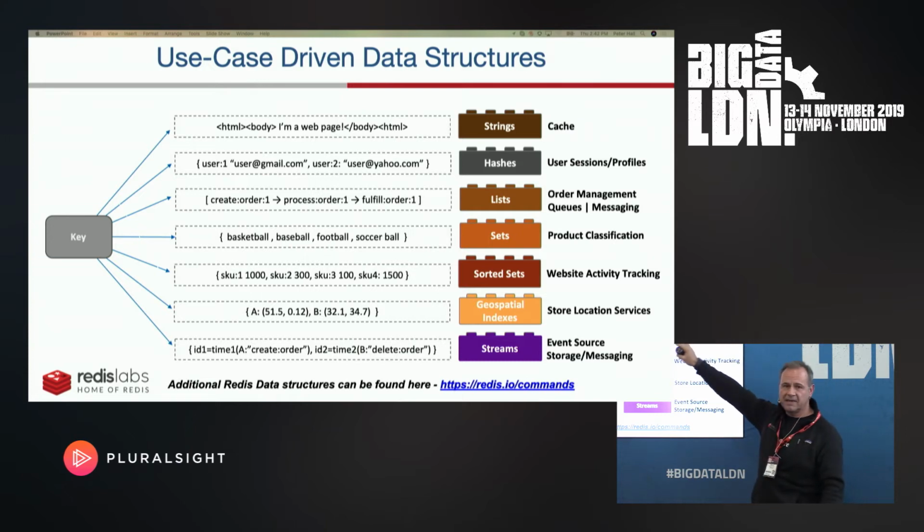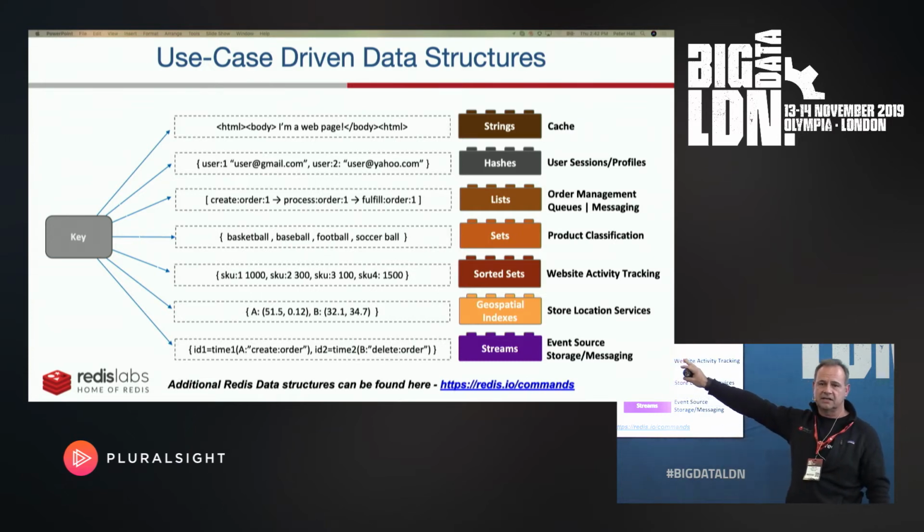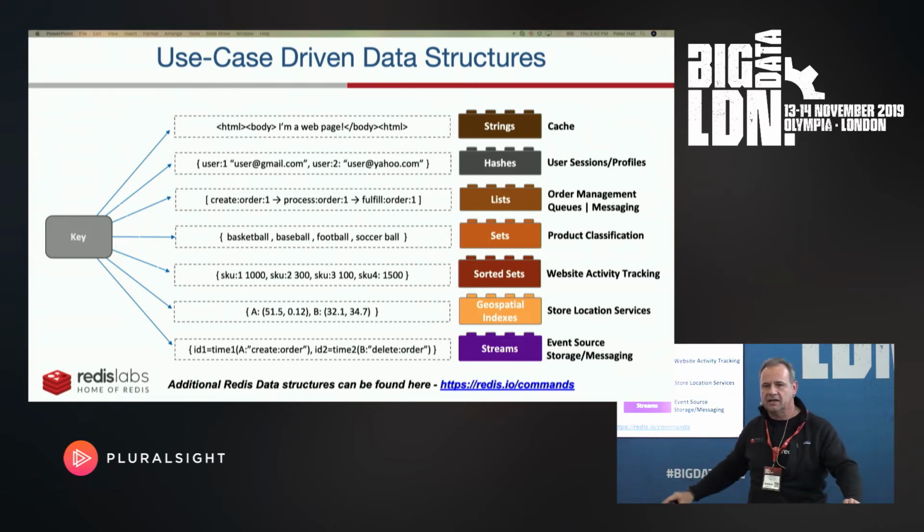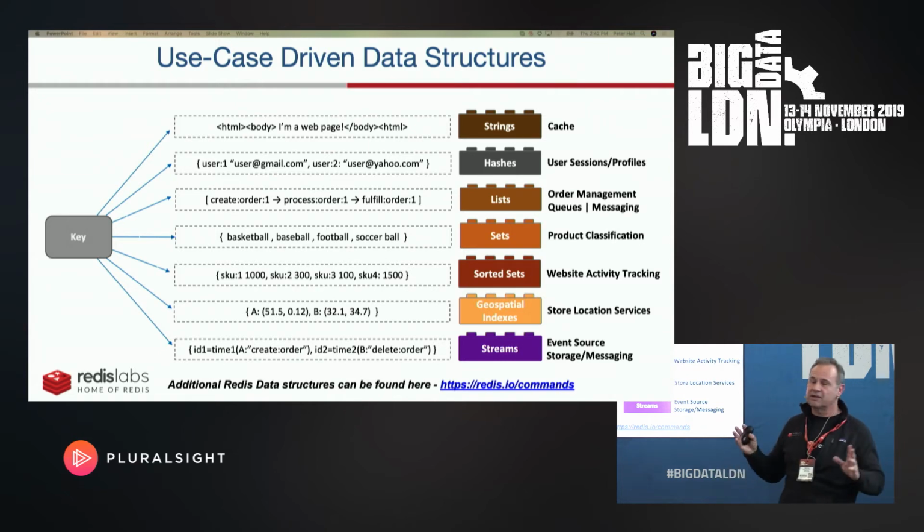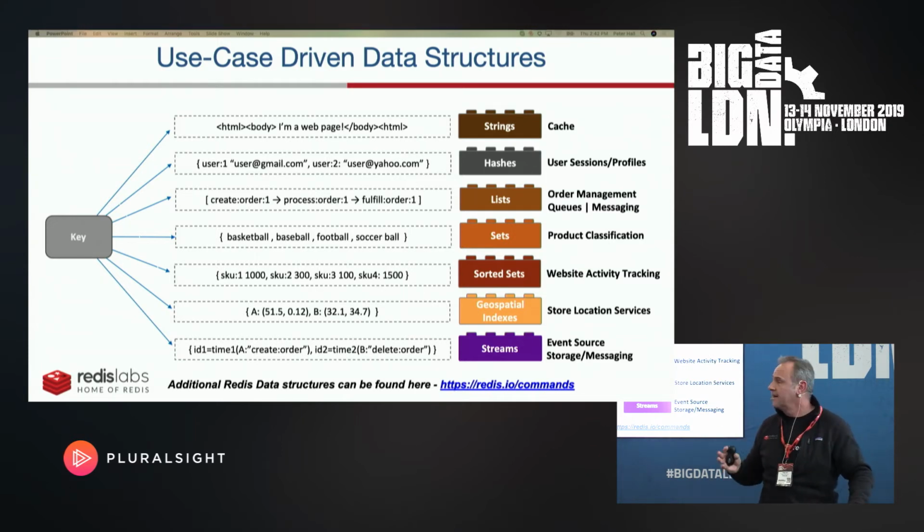So one of the biggest use cases we have for Redis is cache. And you'll see at the end, people like Microsoft use us for caching because they have 2 billion hits over the US poll week or whatever. We have hashes, a great flexible structure that is used for user sessions and profiles. We have lists, which are very good for order management, queues.